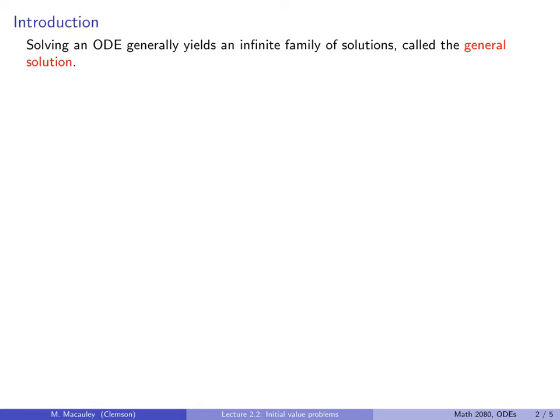As an introduction, recall that when we solve an ODE, we generally get an infinite family of solutions, and that's called the general solution. Once we specify a point, at least for a first-order differential equation, these are the only ones we've seen so far, once you specify a pair of an input and an output, in other words, what the function output is at a certain value, then we determine a particular solution from this infinite family.